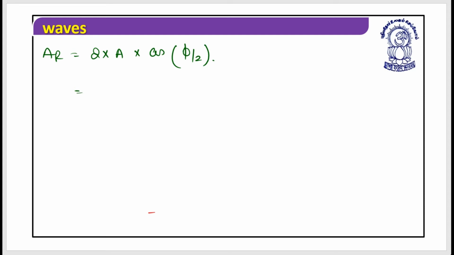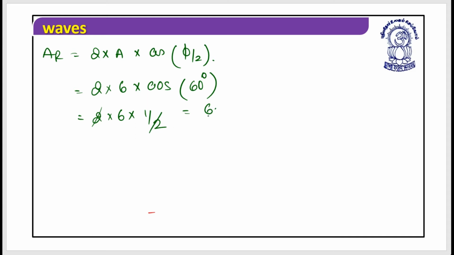It is 2 into A into cos(φ/2), which is simply 2 into 6 into cos of 120 by 2, which is 60 degrees. This equals 2 into 6 into cos 60, which is half, and this is 6 units. I hope this is clear. This is the resulting amplitude. This is the Ar. Now I want the yr, and for that I need the phase difference.